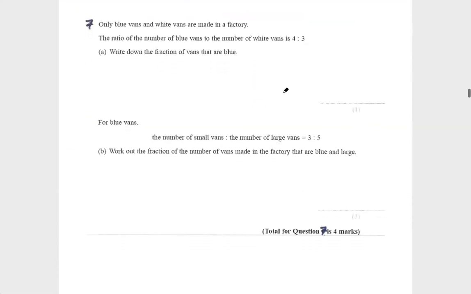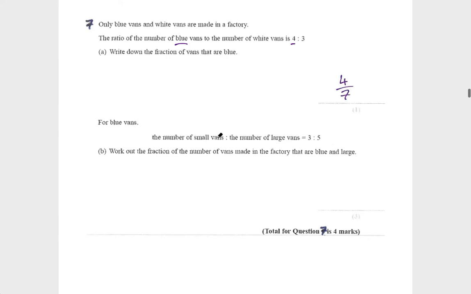Question 7. Only blue vans and white vans are made in a factory. The ratio of number of blue vans to the number of white vans is 4 to 3. It's important we know that there are no other colour vans involved, because it says write down the fraction of vans that are blue. That is 4 in every 7 are blue. Blue is the first number. So that is 4 out of a total of 7 vans.